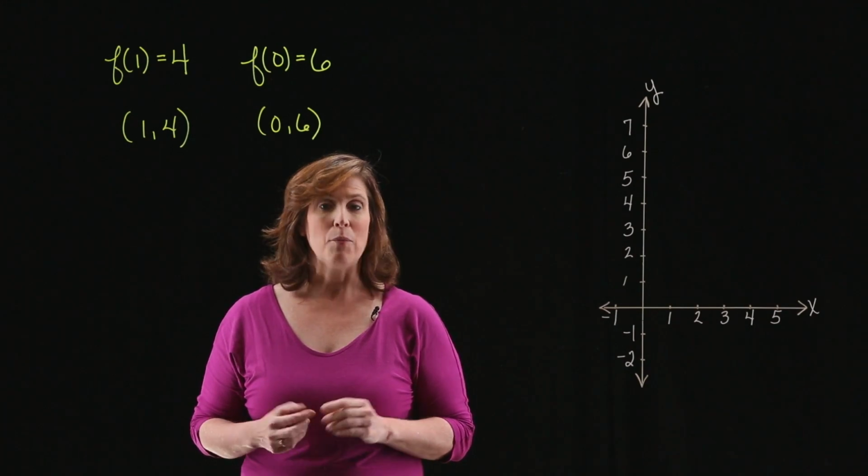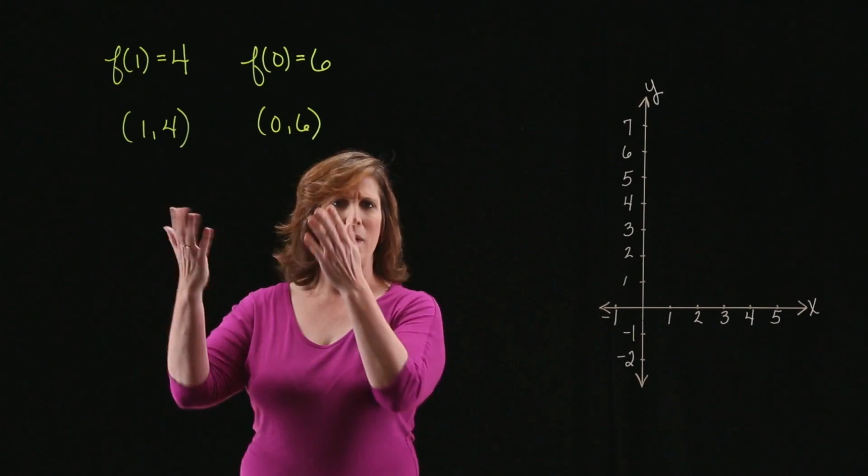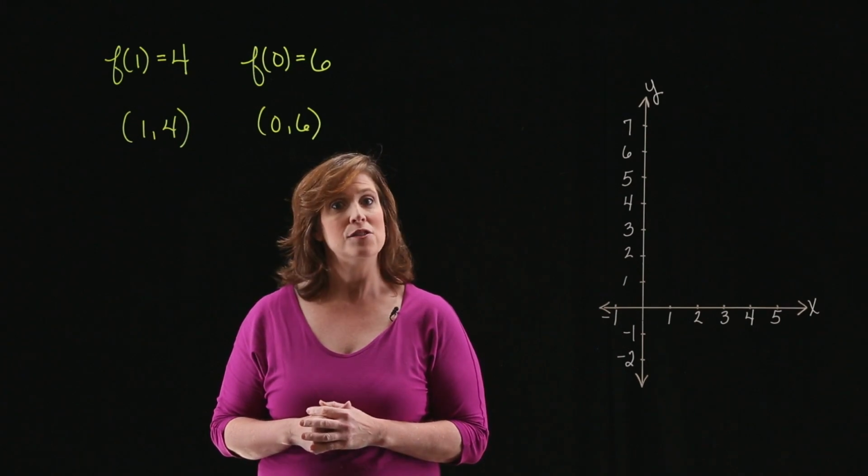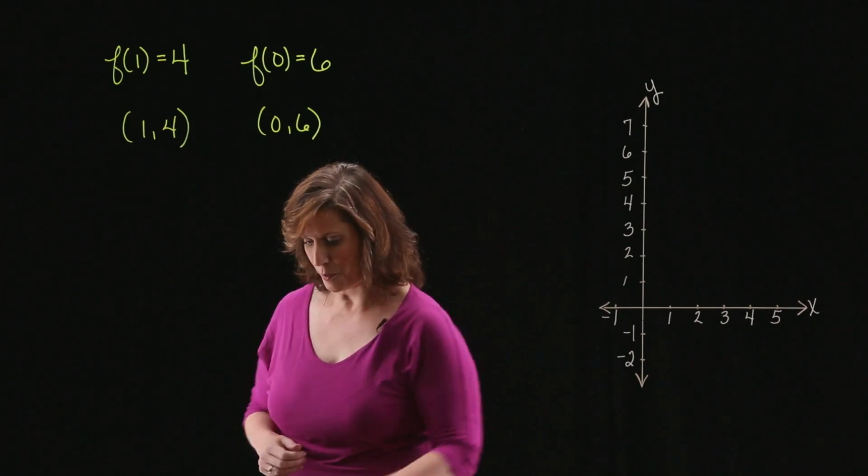Now, to find the equation of a line, we need two things. We need the slope, and we need one point that's on the line. Well, we have two, so we have plenty of points. So the first thing we're going to look at is the slope.